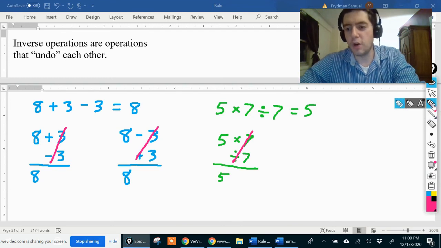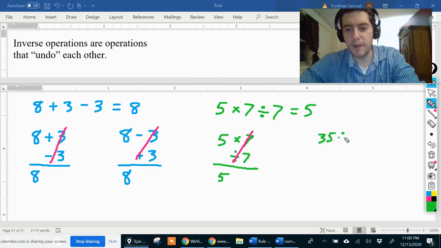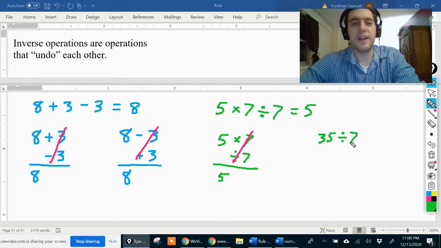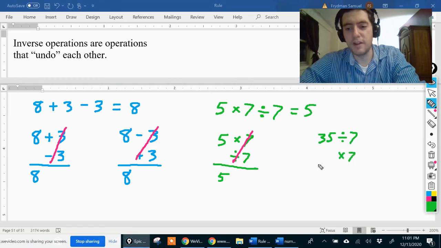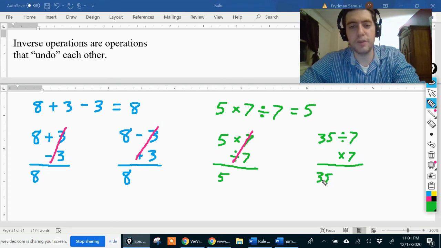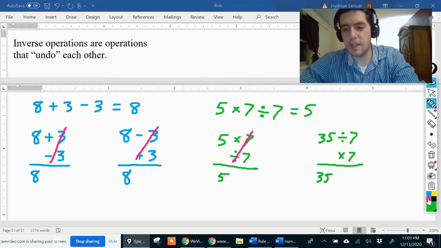And it also works if we do the division first, except I don't want to start with 5 and then divide. So how about this? I'll start with 35 and then divide by 7. So what is 35 divided by 7? That is 5. And then what is 5 times 7? 5 times 7 is 35. Okay, so again, I ended up with the same number that I started with. All right, so these cancel out.